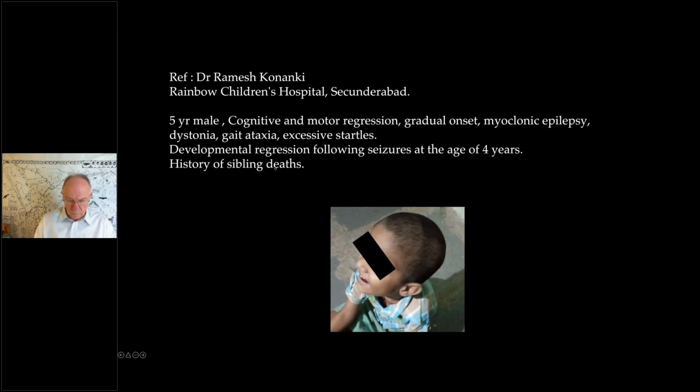This is a 5-year-old male with cognitive and motor regression. Had gradual onset myoclonic epilepsy with dystonia, gait ataxia, and had excessive startles. There was developmental regression following seizure at the age of 4 years, and also there was a history of sibling deaths.